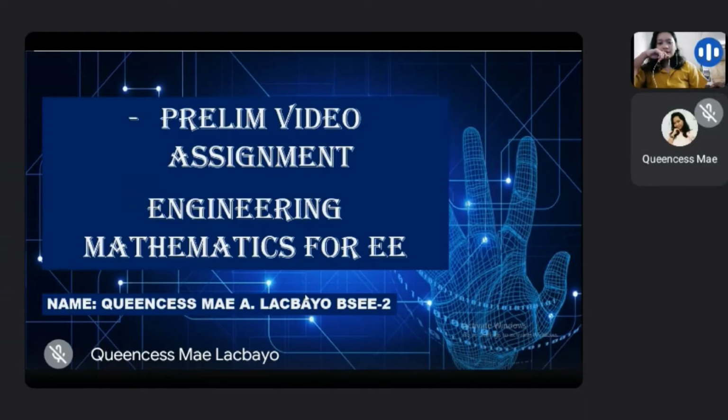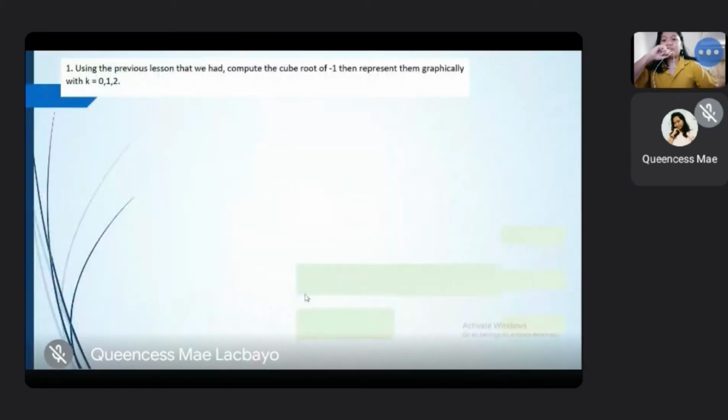Good day everyone. Today we will be having a prelim video assignment in engineering mathematics for EE. So let's start. First problem. So we have here two problems. So the first problem is, using the previous lesson that we had, compute the cube root of -1, then represent them graphically with k equals 0, 1, and 2.